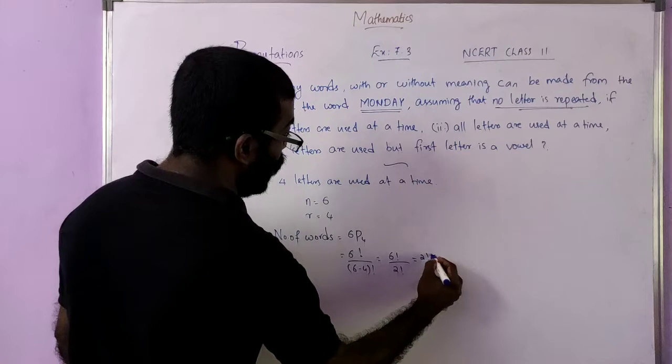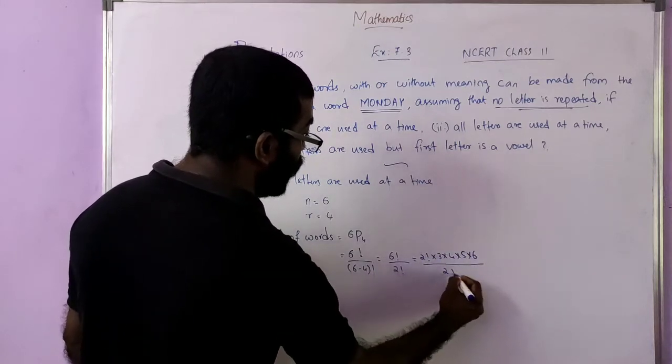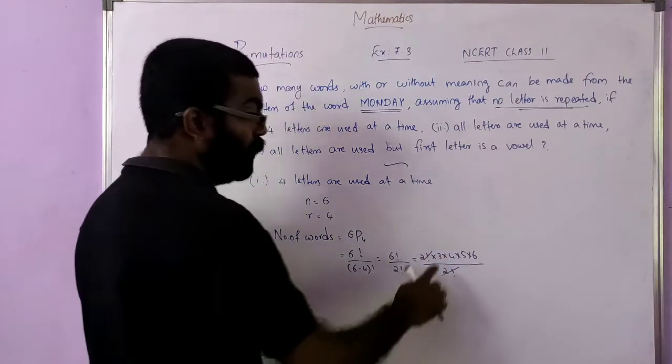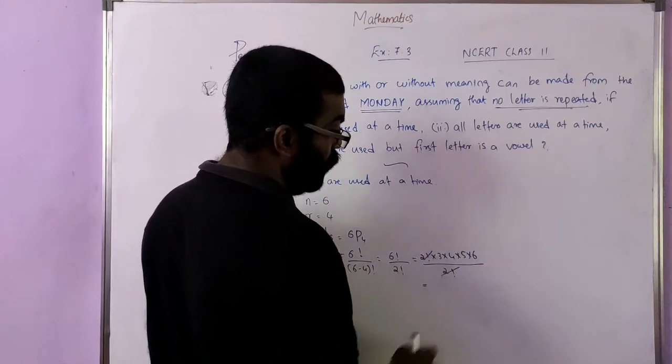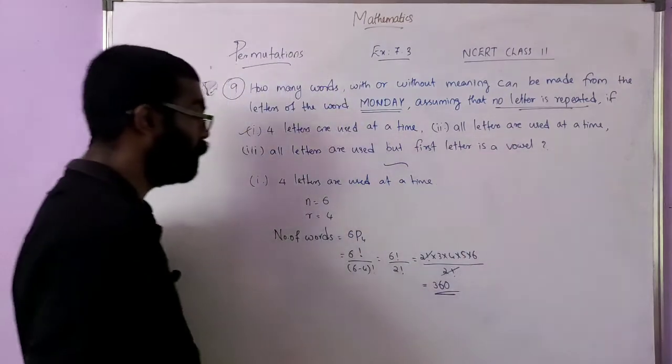That is 2 factorial into 3 into 4 into 5 into 6 divided by 2 factorial. 2 factorial we can cancel and the remaining is 3 4s are 12. 12 into 5 is 60. 60 into 6 is 360.